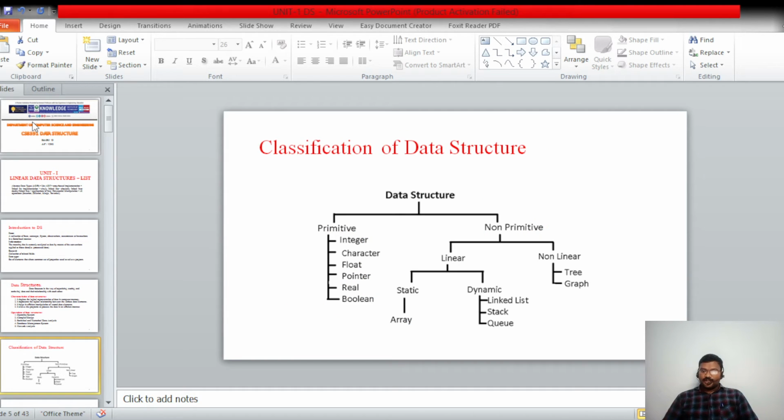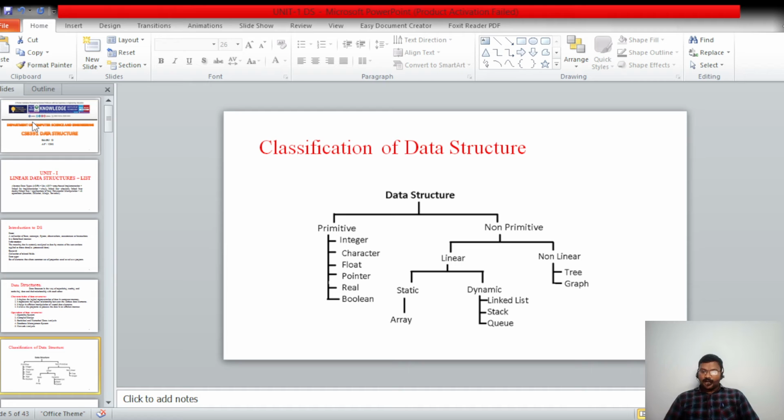The data structure can be classified into two major parts: primitive data structure and non-primitive data structure. The primitive data structure is predefined data which is already programmed, that is, we already know these data types. The data types are integer, character, float, pointer, real, boolean. These are all examples of primitive data structures.